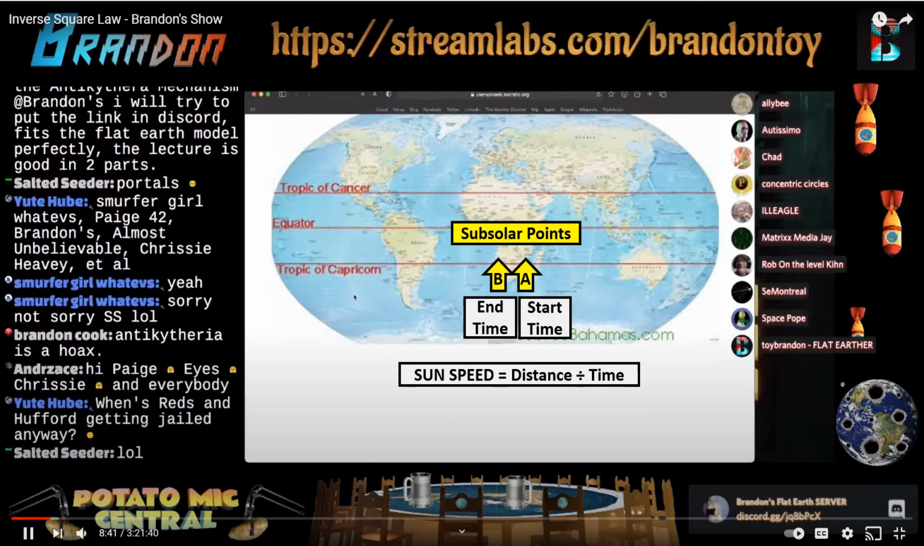So the idea would be to get a couple people somewhere in the southern hemisphere close to the Tropic of Capricorn along the same latitude. So the person at point A would note the time when the sun was directly overhead, and the person at point B would do the same thing. And then you could calculate the sun speed by dividing the distance between those two locations by the time.